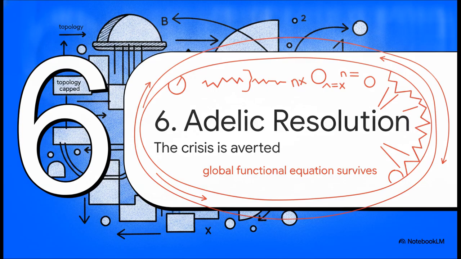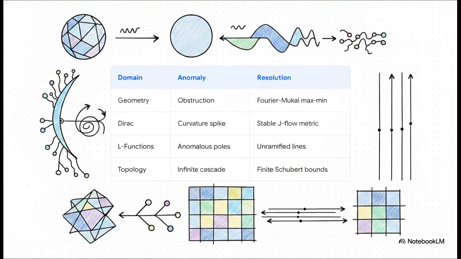And finally, section 6, the analytic resolution. The crisis is officially averted, the topology is capped, and the global functional equation survives. Let's synthesize this entire explainer using this matrix. Let's look at how everything played out.